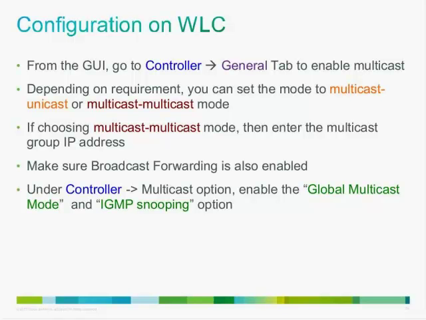Now, while assigning this IP address, we have to make sure that we follow the guidelines that we saw on the previous slide. Next step is to make sure broadcast forwarding is enabled, to make sure that the broadcast packets are also sent without any issues. The final setting is to go under controller multicast option and enable the multicast globally on the controller using the global multicast mode option, and also enable IGMP snooping.